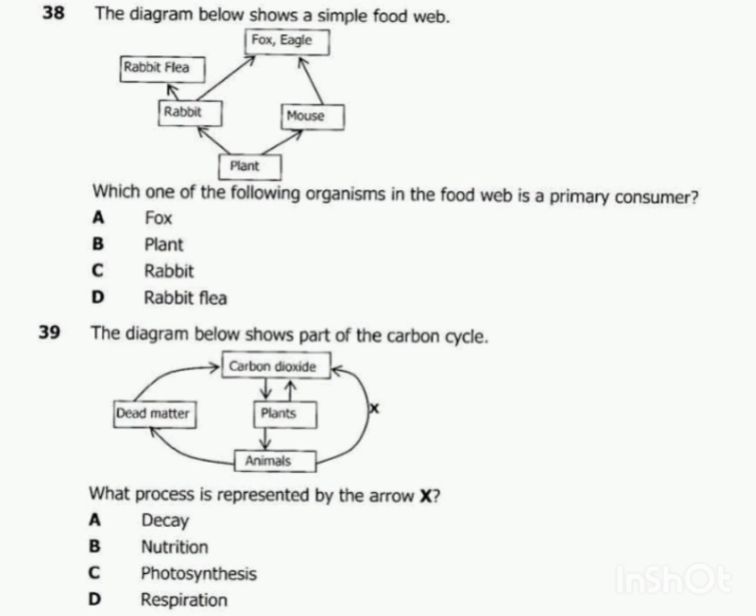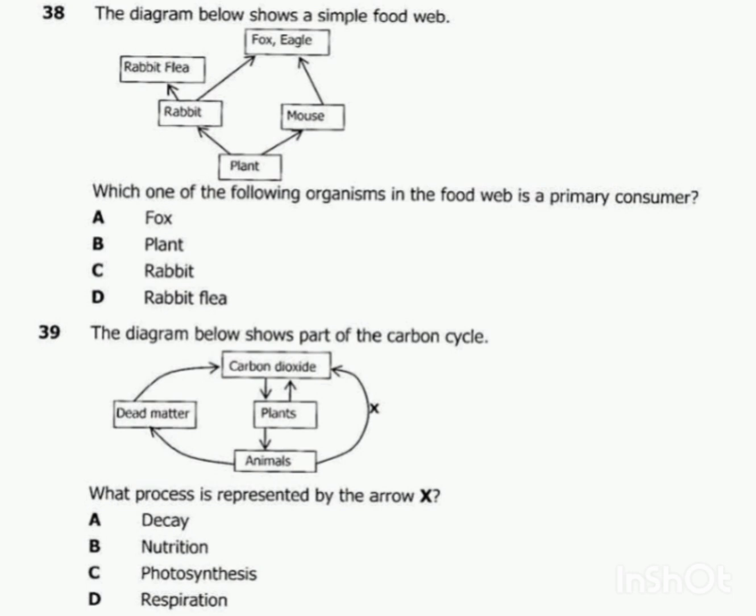So in this case, the correct answer is C, rabbit. Rabbit is a primary consumer because it is feeding directly from the producer, which is a plant.